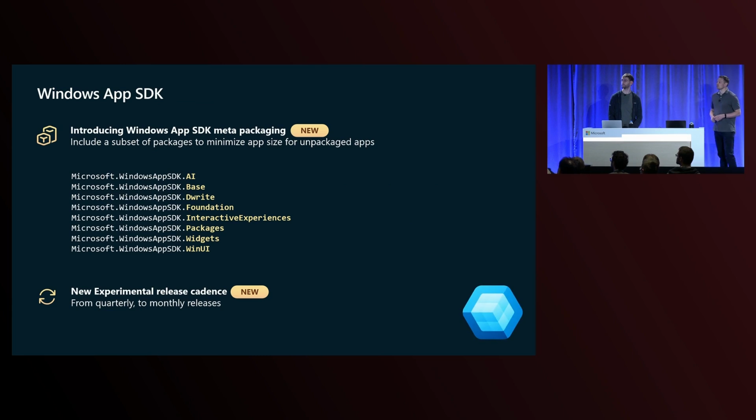Another thing related to Windows App SDK that we're introducing is that our experimental release cadence is improving. So we're moving to a monthly release cadence because we've got feedback from you guys that you want to get the early bits, and we love feedback. So this is perfect, and that makes it easier to get feedback and to let you play around with some of the new stuff that we're doing.